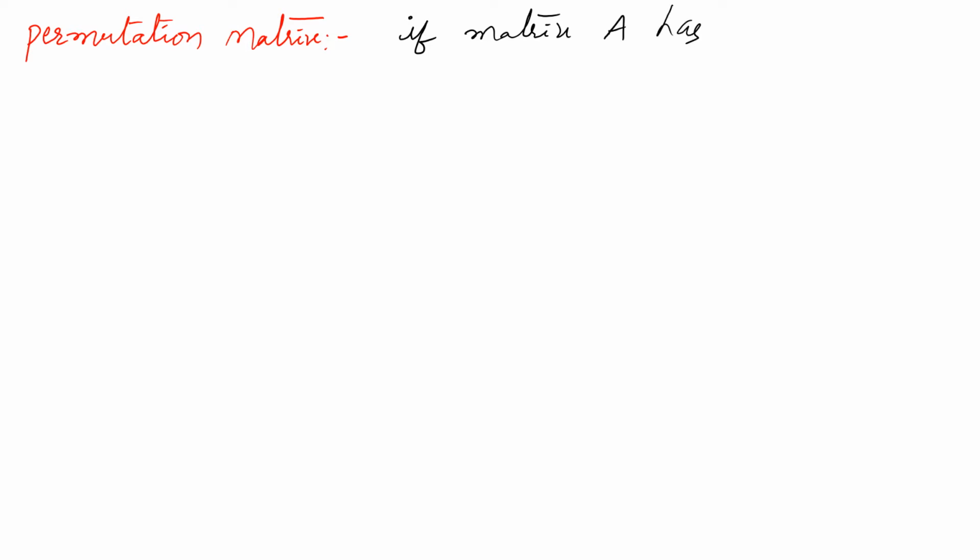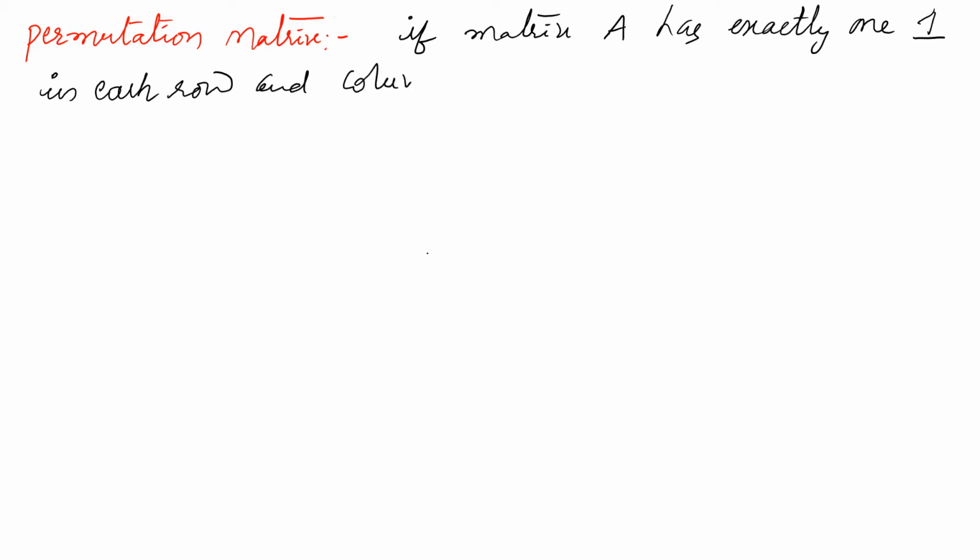Next definition, permutation matrix. Permutation matrix. What is the definition? A matrix A is said to be a permutation matrix if matrix A has exactly one 1 in each row and column and all other entries are zero.